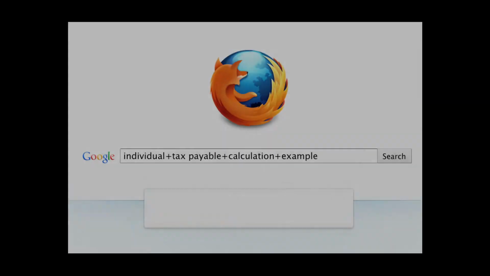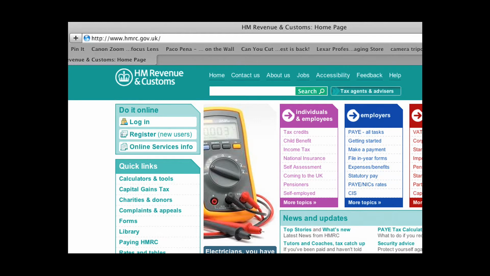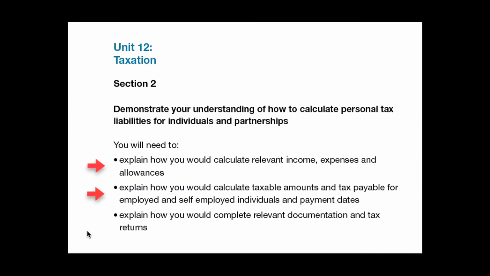Many examples can be found by searching on Google using phrases such as individual plus tax payable plus calculation plus example, and by examining the information and calculators on websites such as www.hmrc.gov.uk. For bullet point 3, relevant documentation in the UK would include tax returns, hard copy or online, P60, P45, P11D, etc.